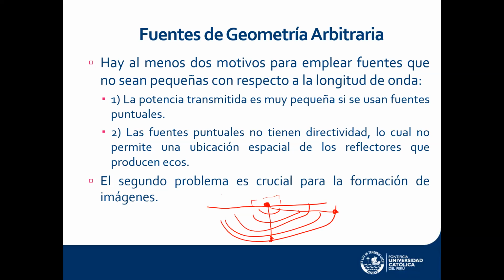I really wouldn't know how to locate objects if my transducer didn't have directivity. So we really need to have directivity. We really need to have a beam. And for very small sources, the beam doesn't occur. It doesn't exist. It's omnidirectional in propagation.